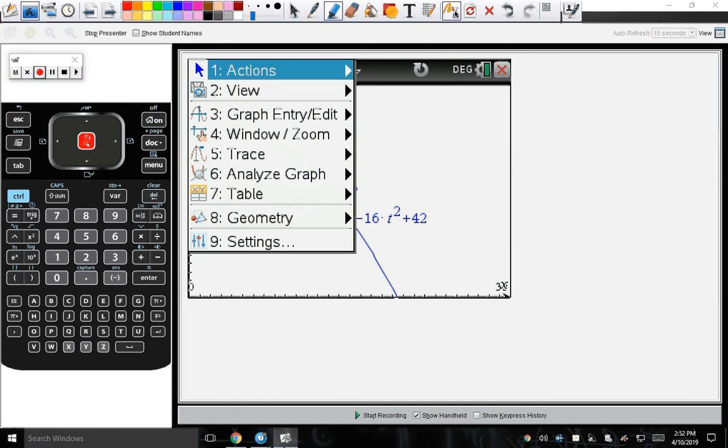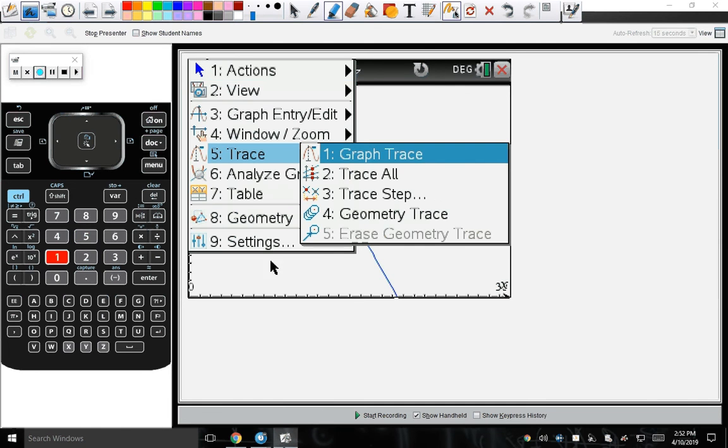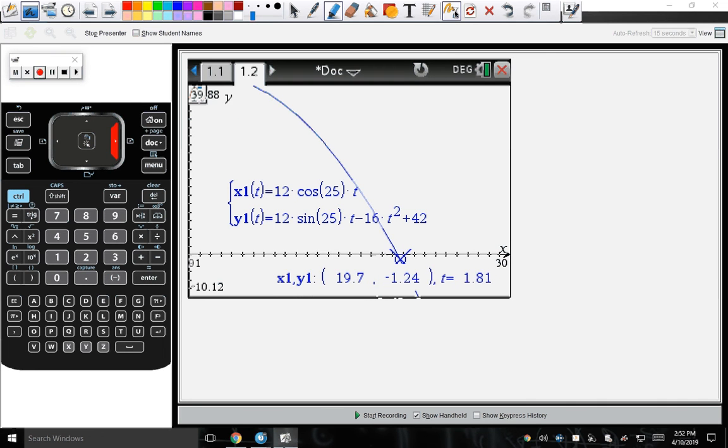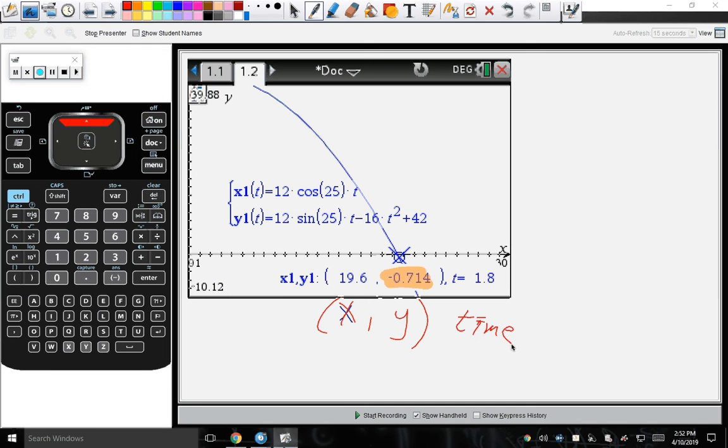And then we go menu 5, 1 to graph trace. And now if I do left and right, I'm going to scroll on this graph. And I'm going to scroll until my y value gets as close. So that's x. And this is y. And this is time. Okay? So I'm trying to get when y is as close to 0. So as close to 0, which one's closer, 0.33 or negative 0.188? Negative 0.188.